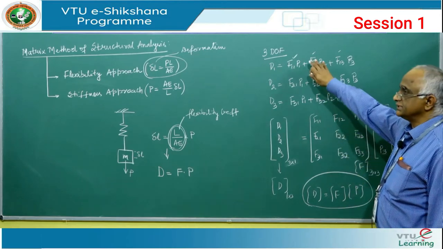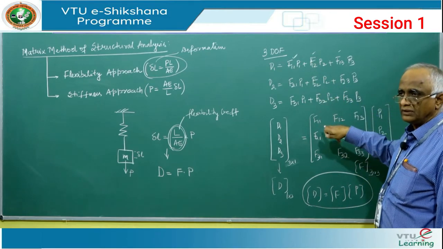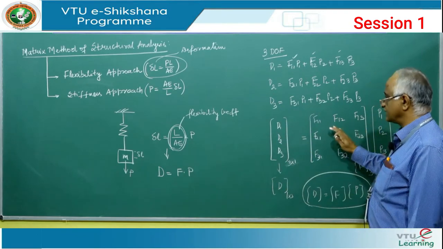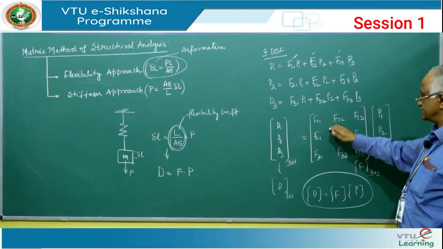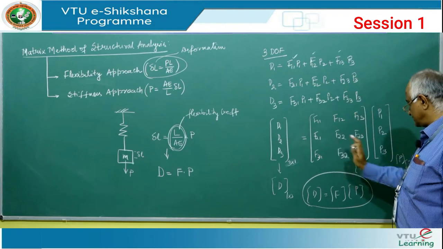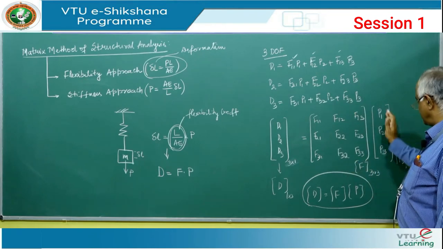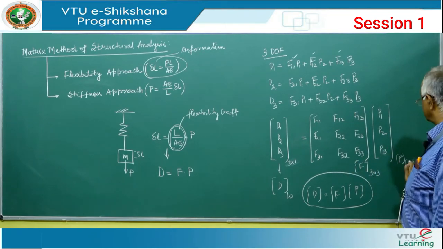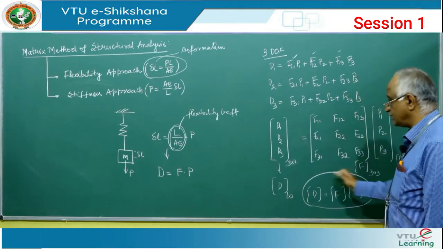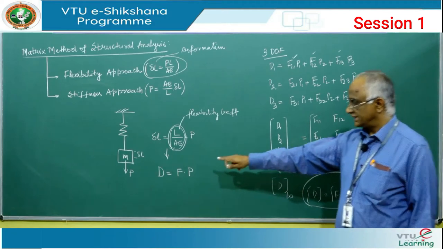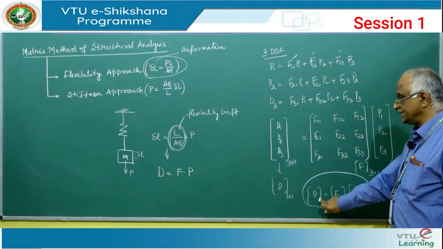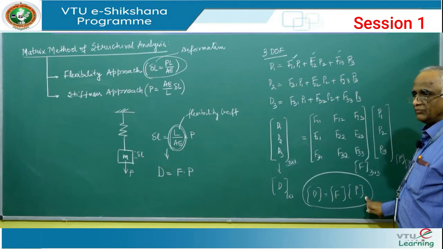So I have reduced these simultaneous equations into the form of a matrix. Left hand side is a displacement matrix, right hand side is a combination of your flexibility matrix and the force matrix. Since you have 3 unknowns, the matrix size is 3 cross 3, and this is again a column matrix of 3 cross 1. Column matrix on the left hand side, 3 cross 1. Finally, if you put it in the form of a single equation, where I have written single degree of freedom here, it is D is equal to F into P. It is matrix D, matrix F into matrix P.